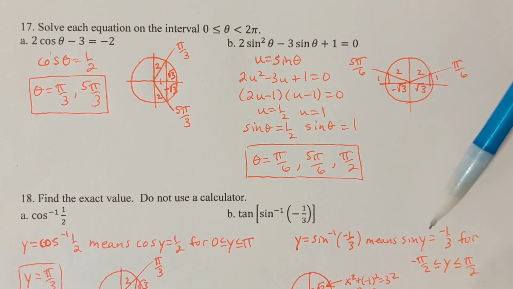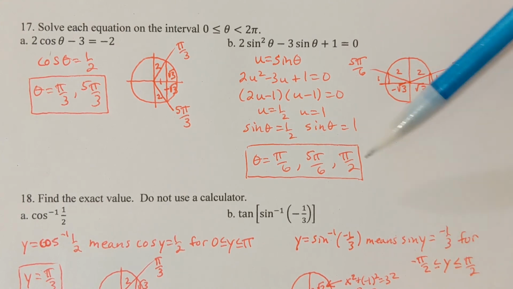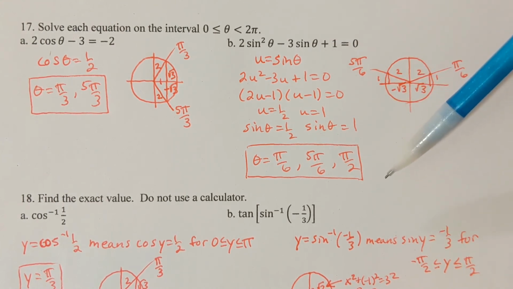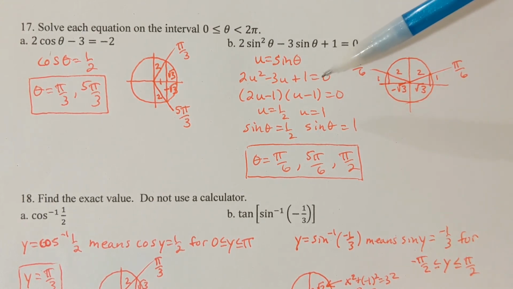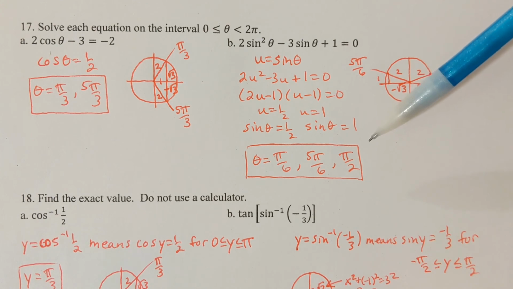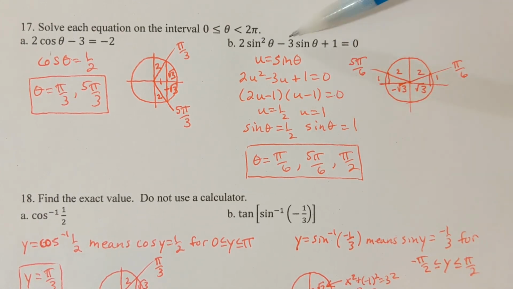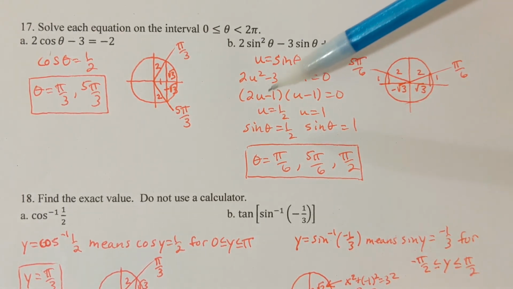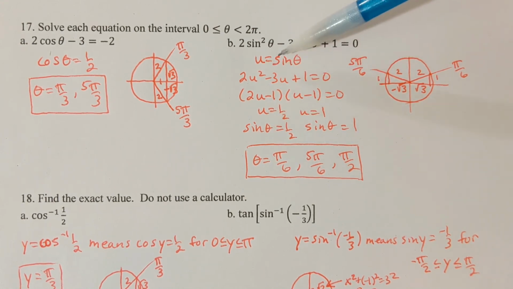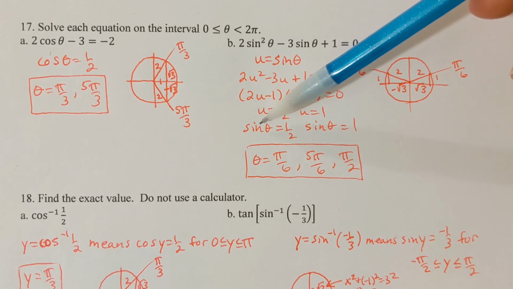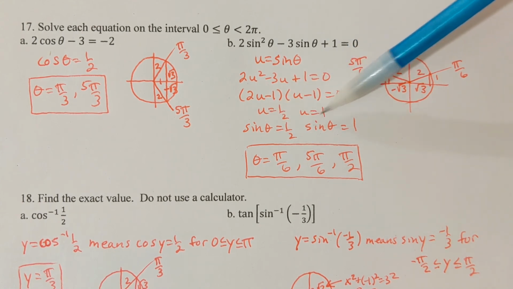Now here's the thing, we don't care what u is, we care what theta is, right? u is just a temporary thing that I used here to help me see that I actually had a quadratic going on in the calculation. So I'm solving for theta, which means the next thing I want to do is substitute back. u is sine theta, so I'm going to say sine theta equals 1/2, or sine theta equals 1.